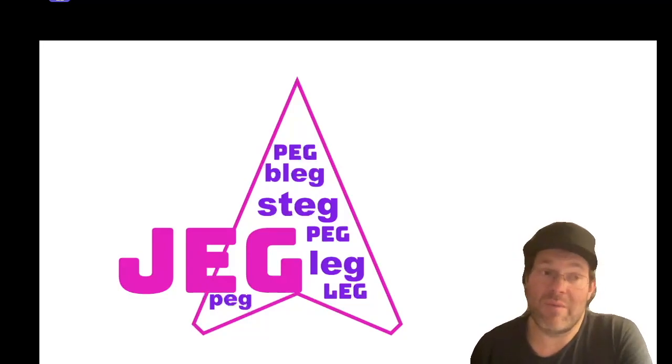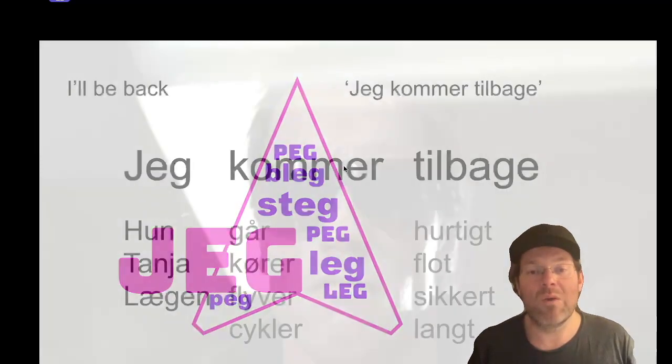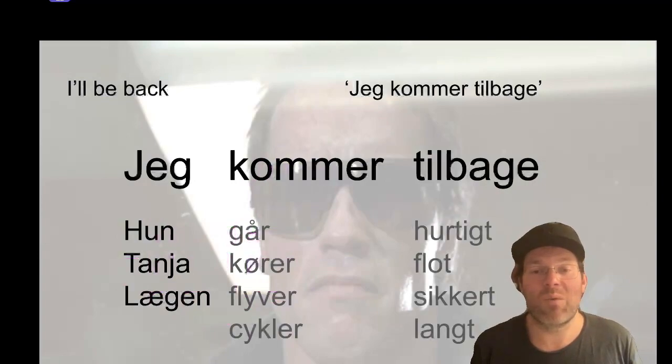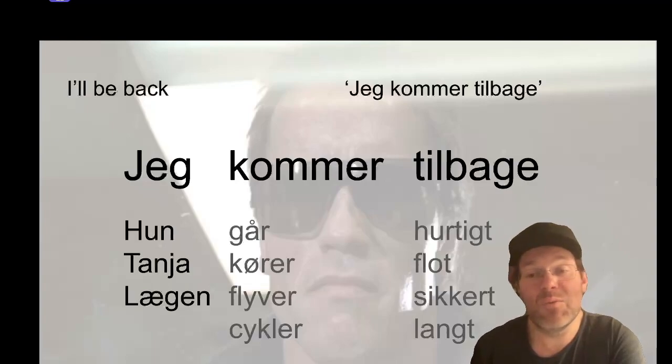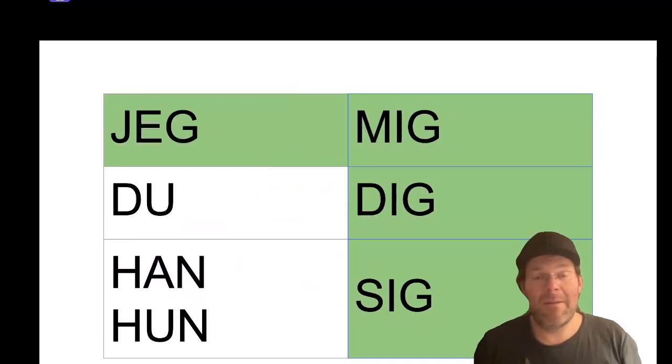And you remember the sentences jeg kommer tilbage. So we can just have a quick look at what they look like. Jeg kommer tilbage. We could say, jeg kører hurtigt. Jeg flyver sikkert. So in all of these sentences, usually the pronoun I, jeg, will sound like ja, because it's not stressed. And this is part of a bigger pattern.